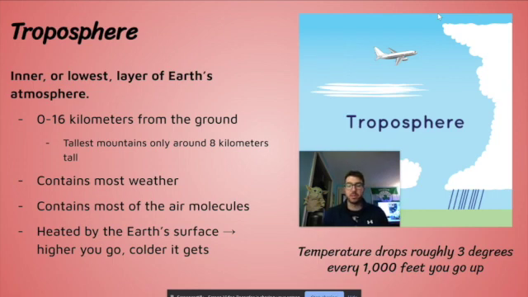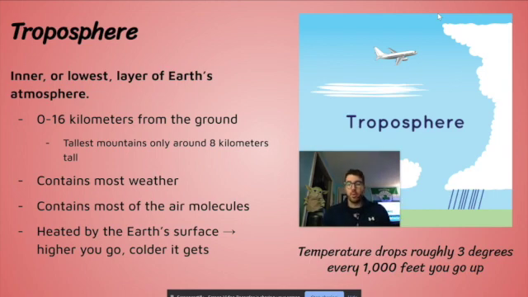It also contains a majority of the air molecules, even though there's many more kilometers of atmosphere above the troposphere. Most of the air molecules in our atmosphere are relatively close to the Earth's surface, and the troposphere is heated by the Earth's surface. So that means as you get higher in the troposphere, it gets much colder, and the temperature actually drops roughly 3 degrees every 1,000 feet.